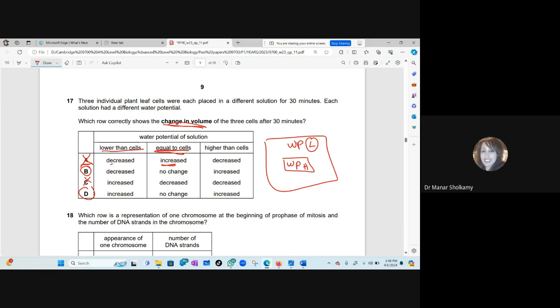Now let's see, is the answer B or D? Let's look at B. It's very easy. If the water potential outside is lower and inside it's higher, then what will happen? Water will move from in to out and the volume will decrease. So the answer is B. Are you all with me? 17B.